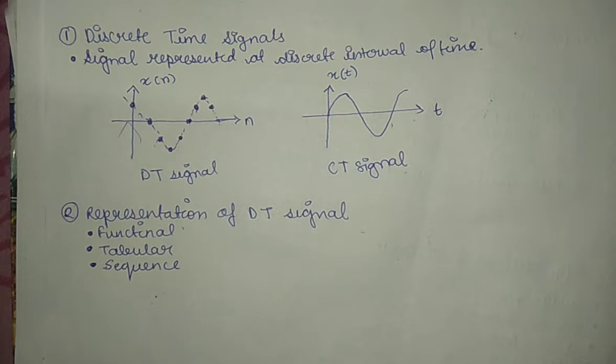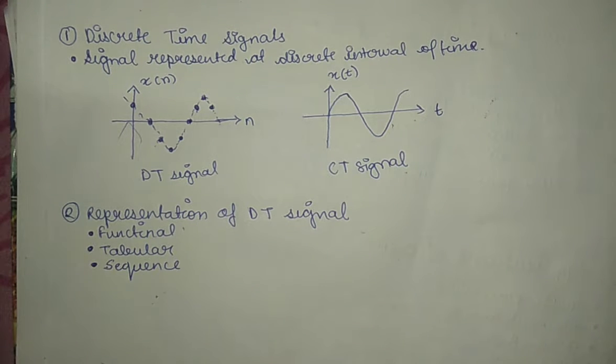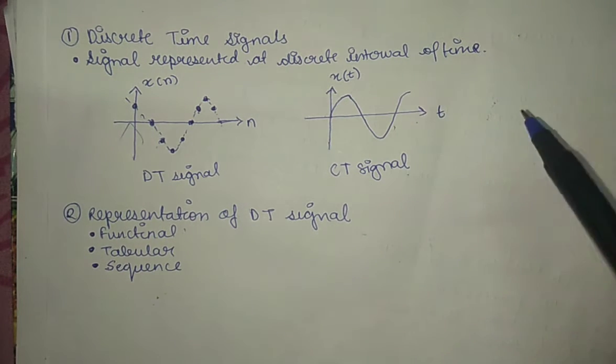Our today's topic is discrete time signals. Basically, a signal is a physical quantity which contains some information and which is a function of one or more independent variables. Signals could be classified into various types, but today we are just focusing on the discrete time signals. So let's start. A discrete time signal is a signal represented at discrete intervals of time.